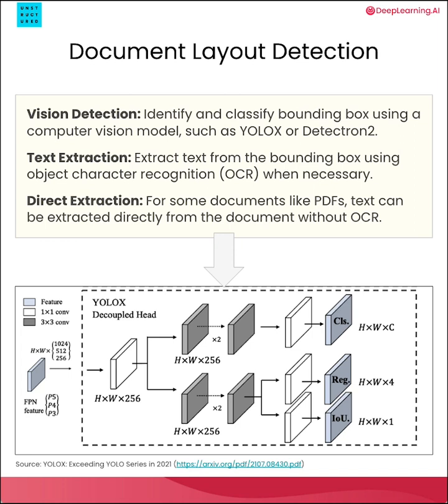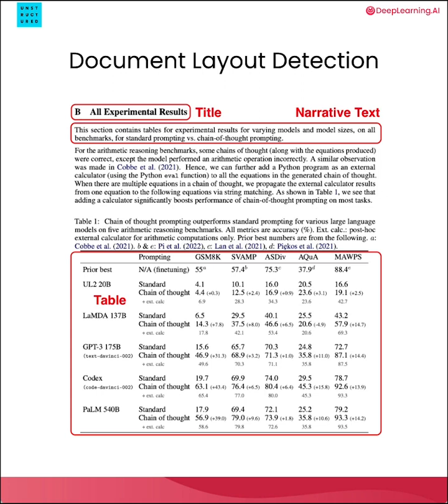You can take a look below at what the architecture looks like for the YOLO-X model, which is one of the models that's frequently used for document layout detection. And if you're interested, check out the arXiv paper below. For an example of what document layout detection looks like in practice, take a look at the example below. We've drawn bounding boxes around the various document elements, like the title, narrative text, and tables. Once you've identified those bounding boxes and labeled them, you extract the text.